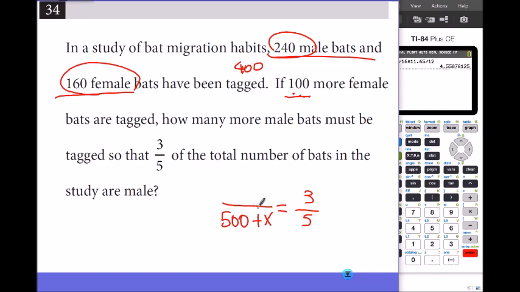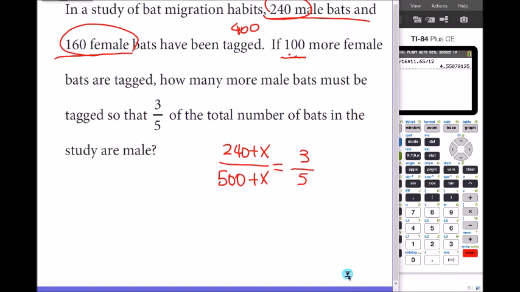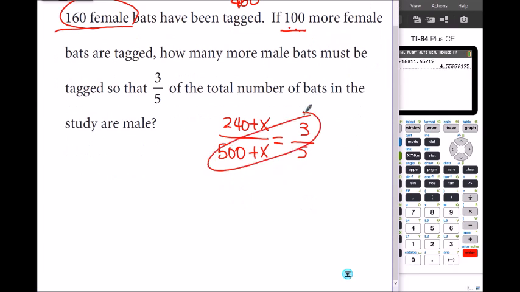So the total number of male bats will be what? There were 240, so it's 240 plus x, right? That's how much male, and this is how much total we have. So what would you do? You can cross multiply to solve these. So I get 3 times (500 plus x) equals 5 times (240 plus x). So I get 1500 plus 3x.